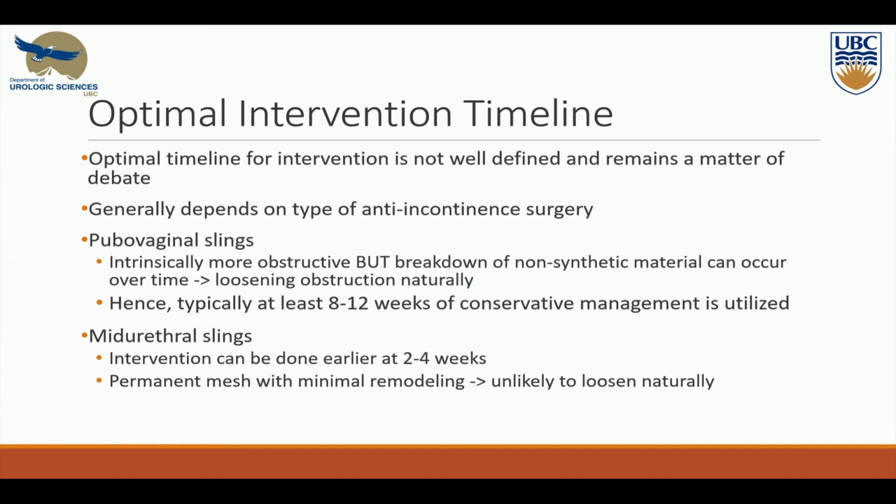For pubovaginal slings, the surgery itself is intrinsically more obstructive, so they do have a higher rate of initial obstruction and urinary retention postoperatively. However, there can be more breakdown of the sling because it is a non-synthetic material, so it does tend to loosen naturally over time. For these patients, we typically give them a longer period of time before considering loosening or releasing the sling. Typically, we'll wait at least 2 to 3 months before contemplating any surgical intervention.